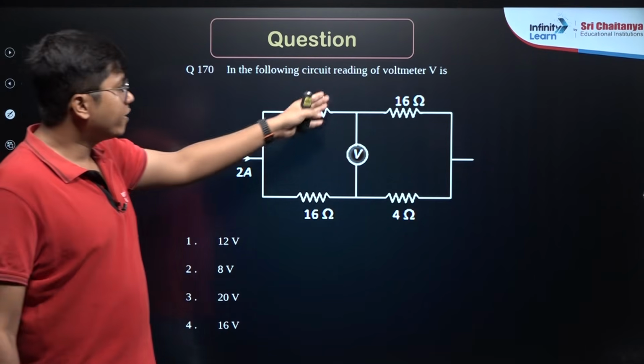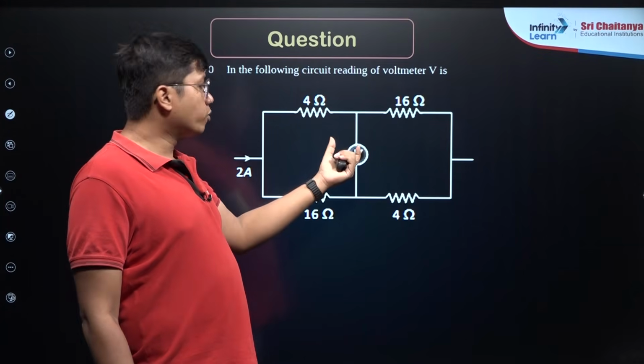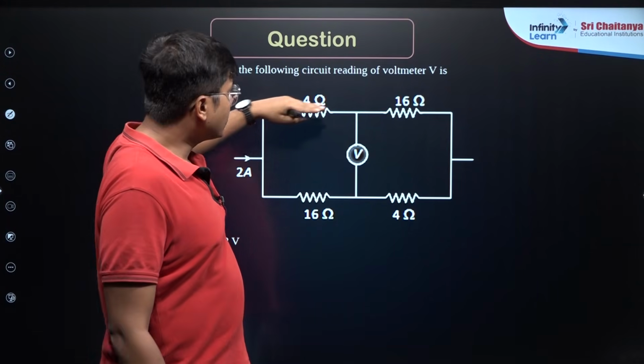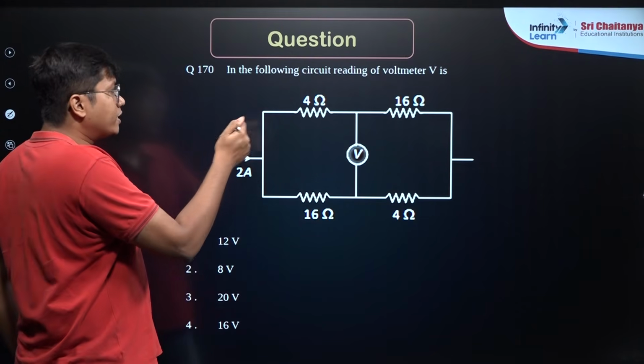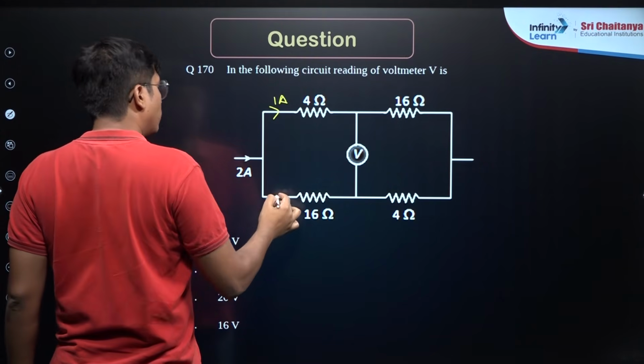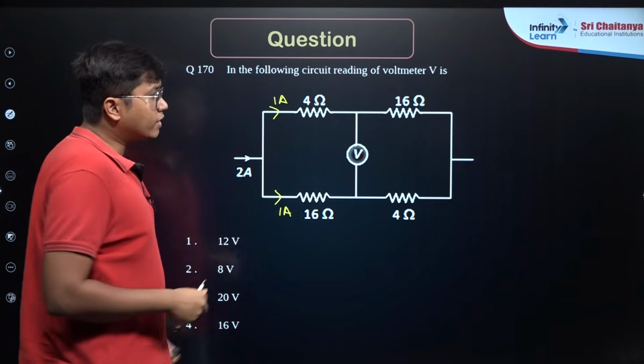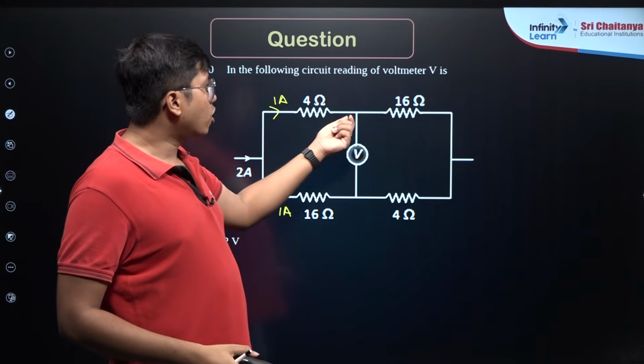Over here, this voltmeter will not allow any current to flow through it. We are assuming it's an ideal voltmeter. So here there is a 20 ohm resistance, and here there is a 20 ohm resistance. 2 amperes comes in and it will split equally. Here 1 ampere will go, here 1 ampere will go. Based on that, you can find the potential drop across this 4 ohms.